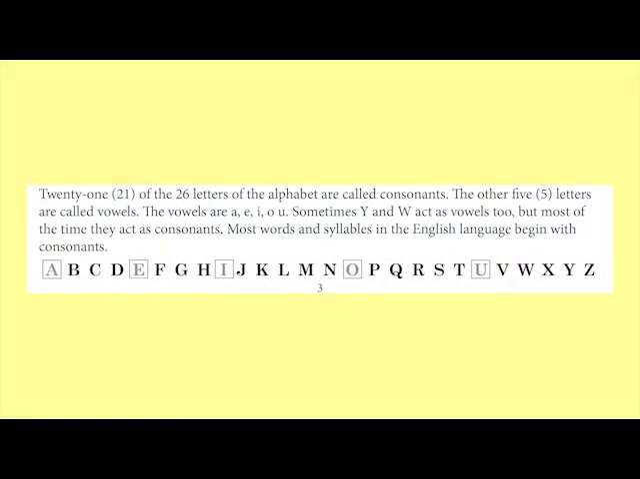21 of the 26 letters of the alphabet are called consonants. The other 5 letters are called vowels. The vowels are A, E, I, O, U. Sometimes Y and W act as vowels too, but most of the time they act as consonants.